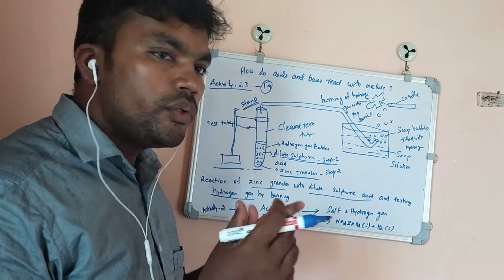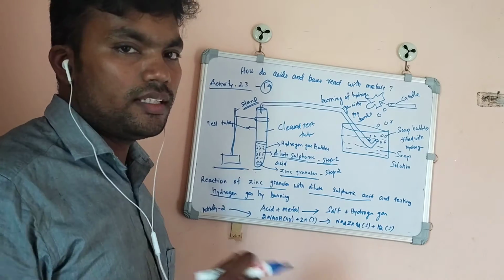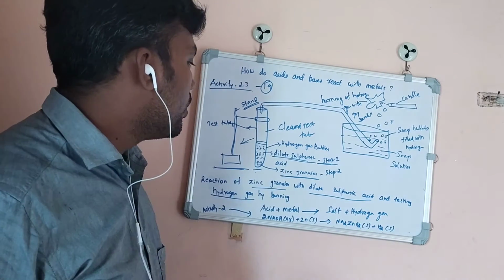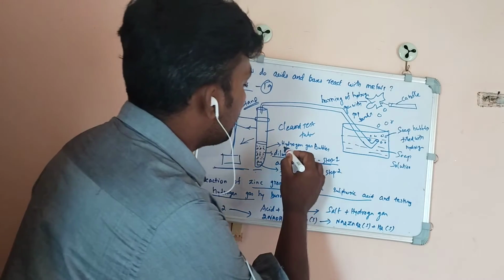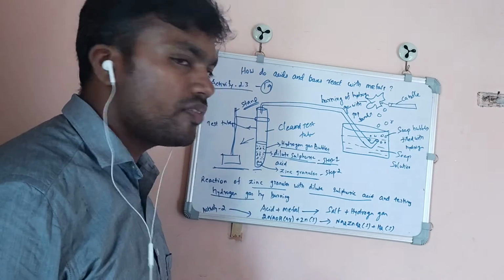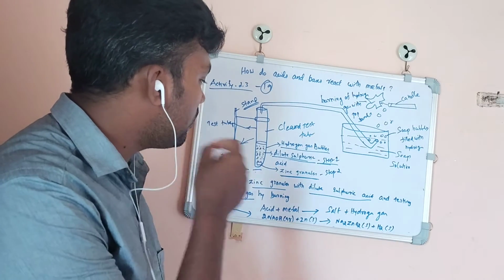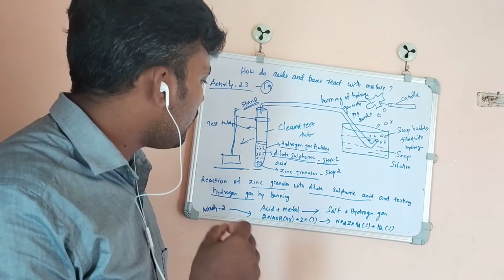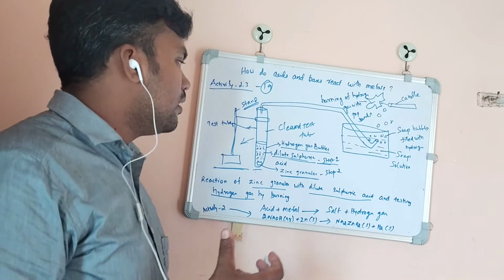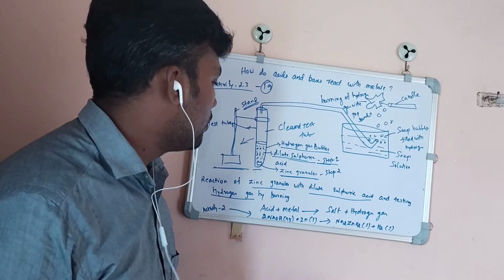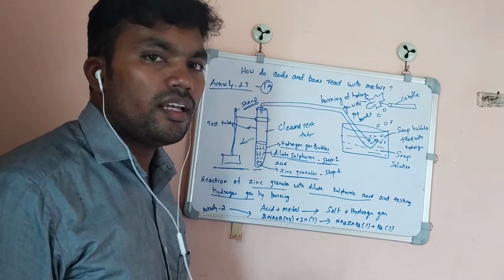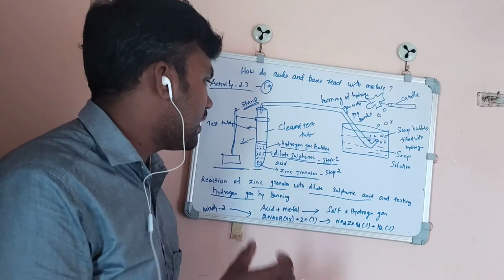After adding the zinc granules in the dilute sulfuric acid, you need to meticulously observe what is happening inside the test tube. You can see hydrogen gas bubbles. After adding the zinc granules in the dilute sulfuric acid in the test tube, you can see hydrogen gas bubbles. Now we are going to identify the hydrogen gas.